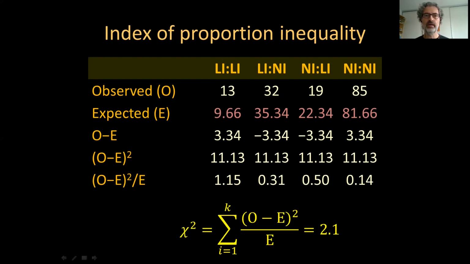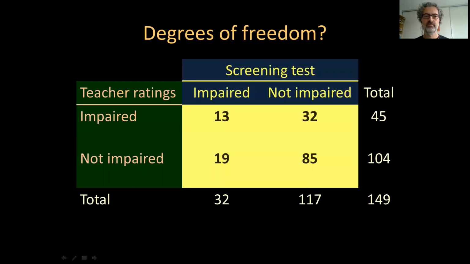Before we can look up a probability for this number, we need to find out how many degrees of freedom we have. How many degrees of freedom does a 2 by 2 matrix have? Let us imagine that one value changes. So let's say that 13 was actually 14. The sums cannot change, neither the total nor any of the marginal sums that tell us how many children were classified in each category by each variable separately.